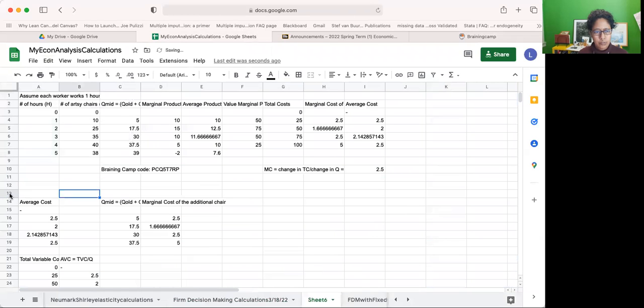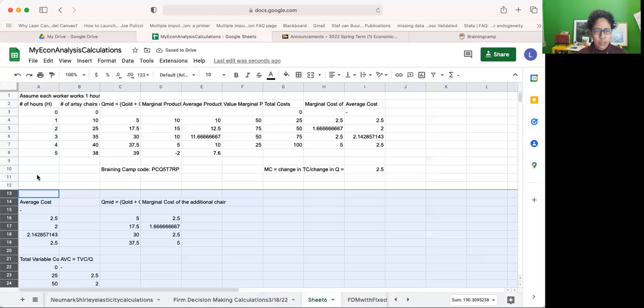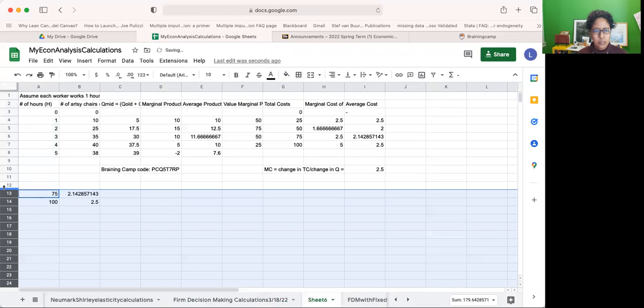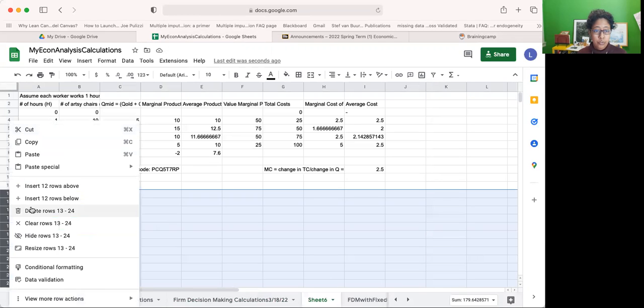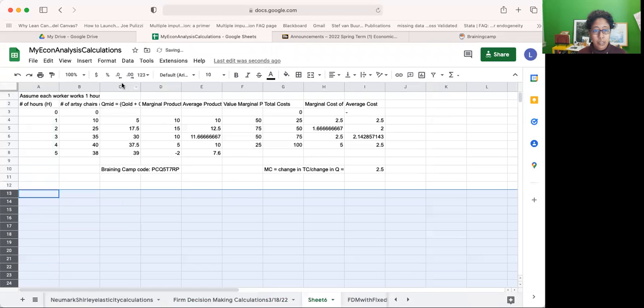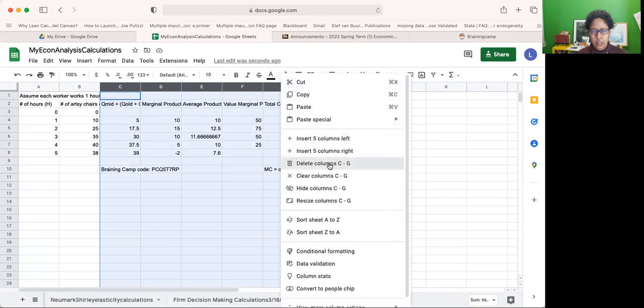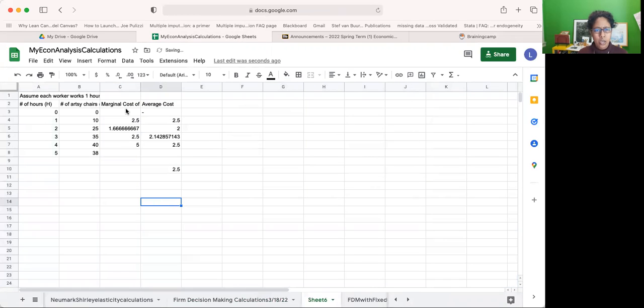All right, a lot of calculations here. Okay, so the only things I'm going to want to keep right now are the things that are relevant to the firm's decision making. The firm is interested in making as much money as possible, and so what's relevant here is the cost that the firm has and the benefit, so whatever the price is.